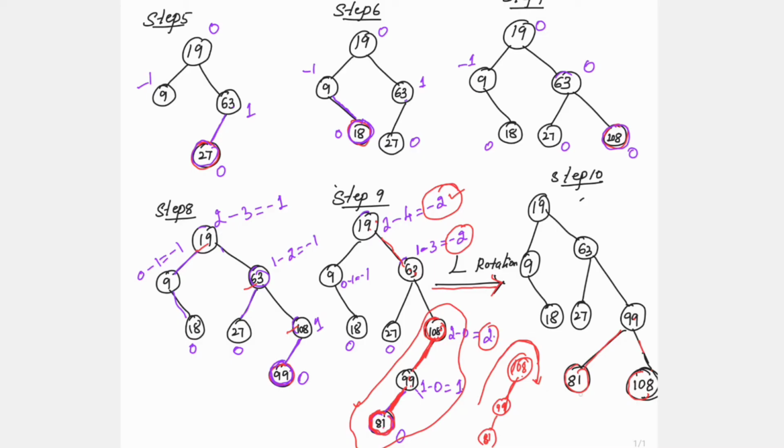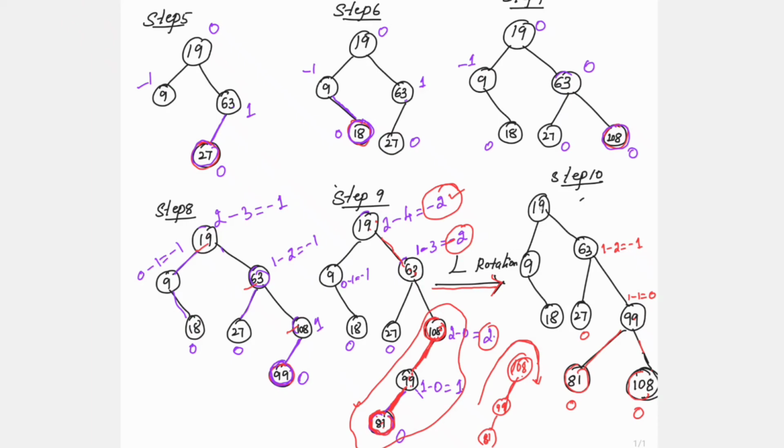Calculate the balance factor. 81, 0. 108, 0. Here 99, 1 minus 1, 0. 27, 0. 63, 1 minus 2, it is -1. See, automatically this 63 node became balanced now. Earlier it was -2 in the previous step. The moment you tried balancing by selecting these 3 nodes, 81, 99, 108, 63 also became balanced.